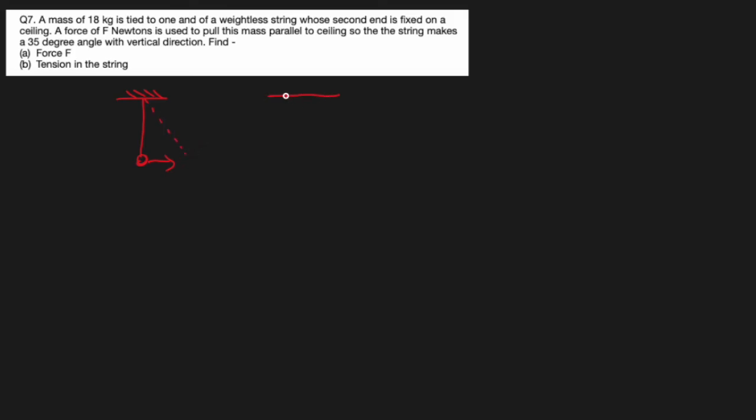So let me redraw this. This is the ceiling and it makes 35 degrees angle with vertical direction. This is 35 degrees. This is the mass and it is being pulled by a force of F newtons. Find the force F. We have to find force F. This is 18 kg. So its weight will be 180 Newton, right? We take G equal to 10. So weight, which is the force, is M times G. M is 18, G is 10, that's why 180 Newtons.